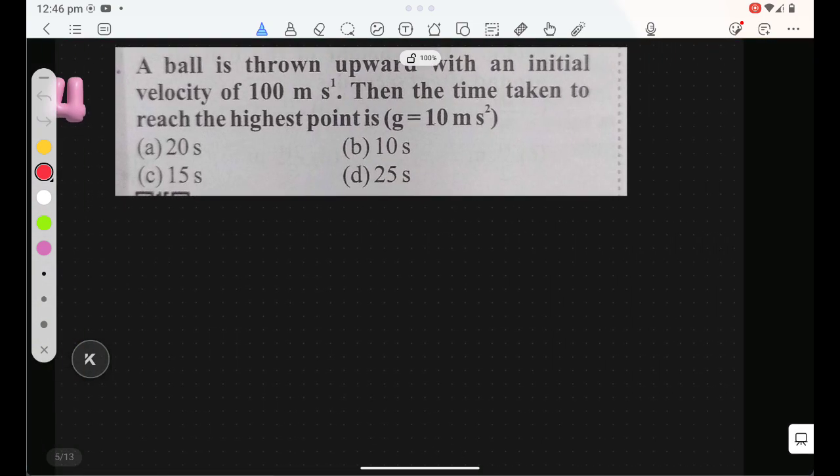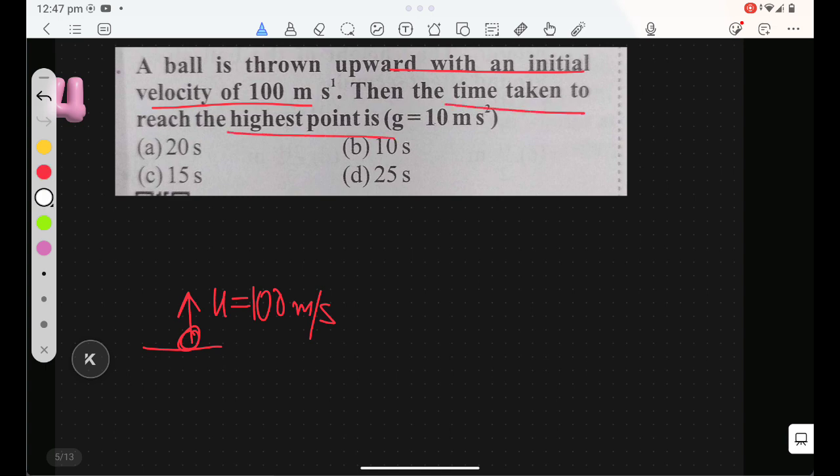Now a ball is thrown upward with an initial velocity u equal to 100 meter per second. The time taken to reach the highest point, so this is the path it will follow. What is the time taken to reach this point? If you look carefully, the velocity at this particular point, v, would be 0.